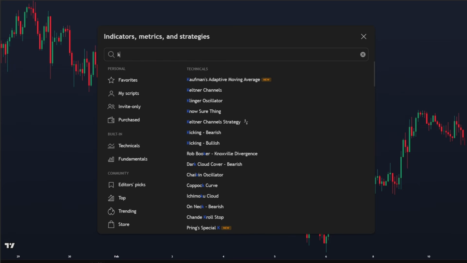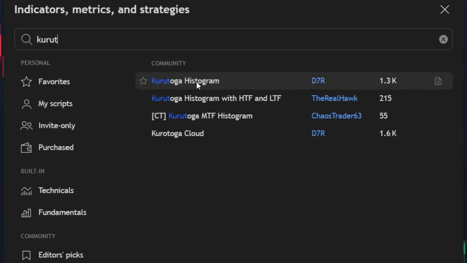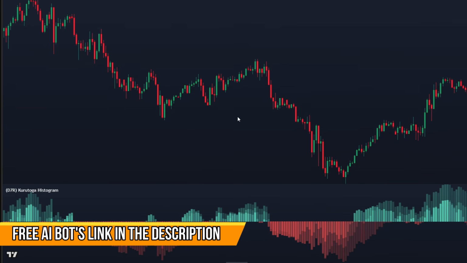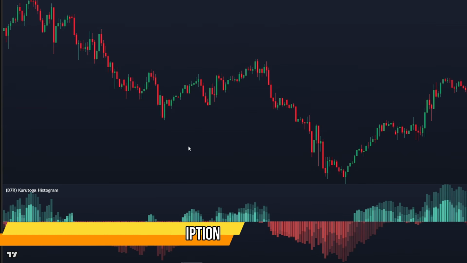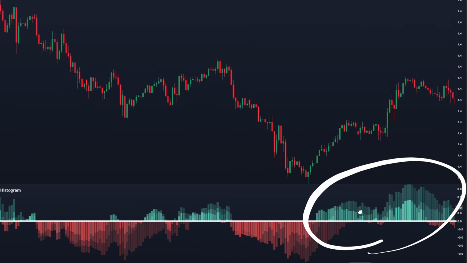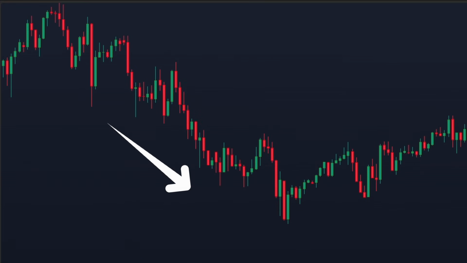Search Kuratoga histogram in the Indicators tab and add this one to the trading chart. This one is built using concepts from Ichimoku and RSI, so it gives you a deeper view of structure. Here's how you read it. If the histogram is cleanly above the center line in green, the market is trending up. If it's below and red, the market is trending down.